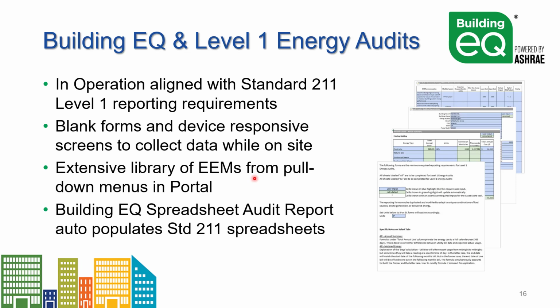The Building EQ has a library of energy efficiency measures built into it that you pull down, and so everybody's going to use consistent language. So one third-party contractor is going to say, we're going to relamp. You're going to see that language as being the same between the two, and you're not going to have to try to see the different styles of reporting back from the different contractors that might work on it. You get very consistent results.